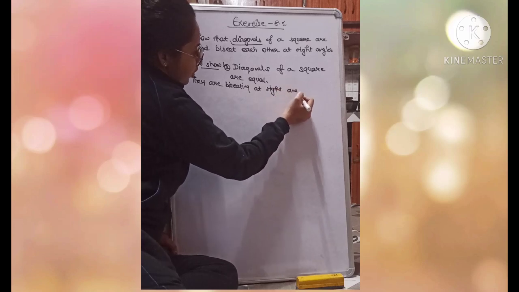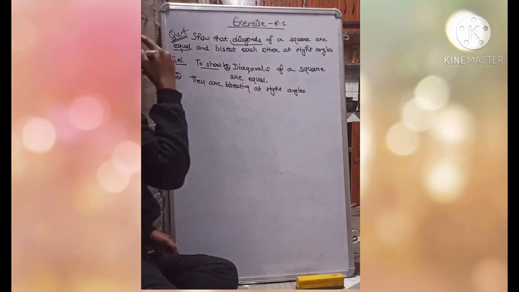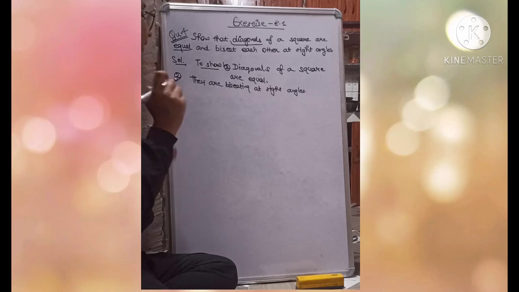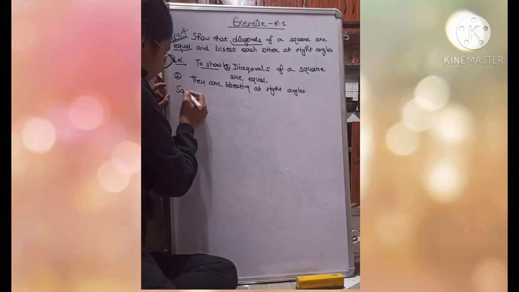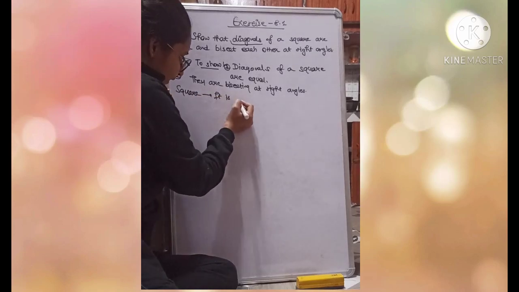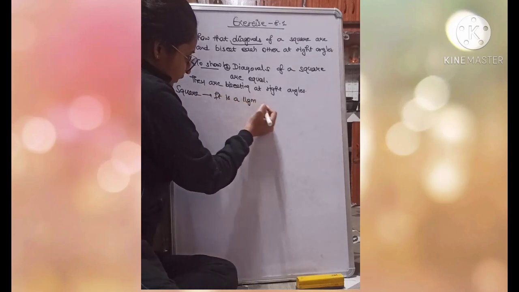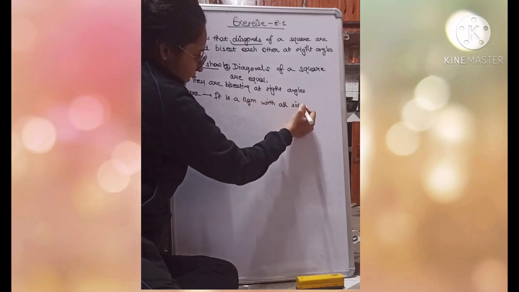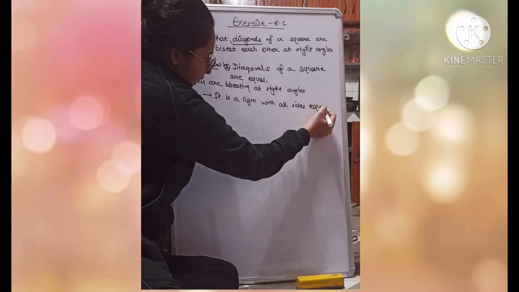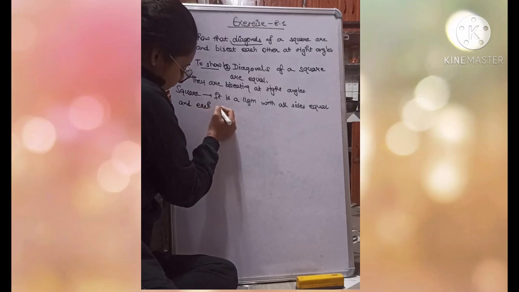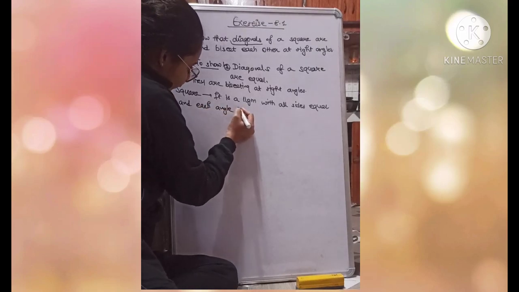So first of all, recall the definition of square. What is a square? Square is a parallelogram with all four sides equal and each angle is of 90 degree. So square, I am writing the definition. It is a parallelogram with all four sides equal, all sides equal, and each angle is 90 degree.